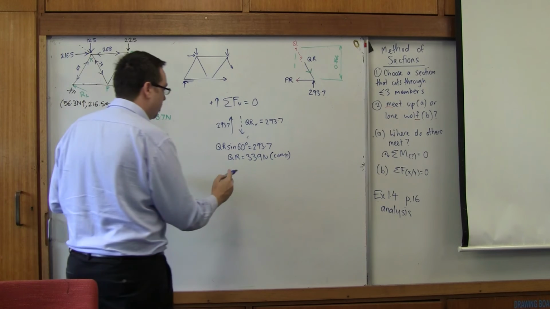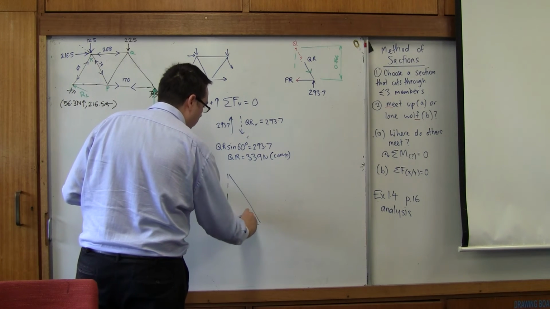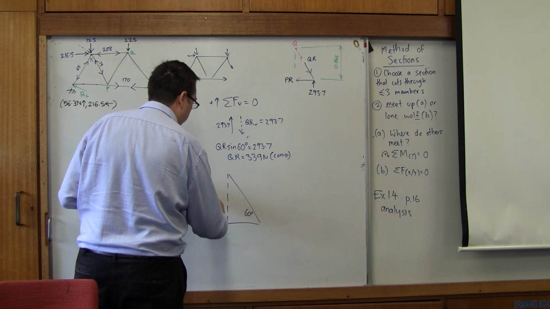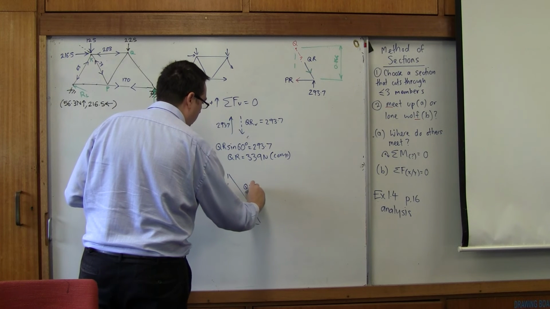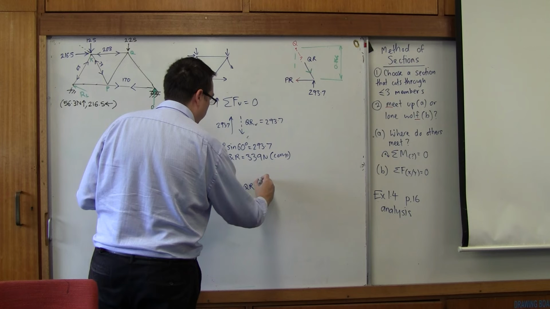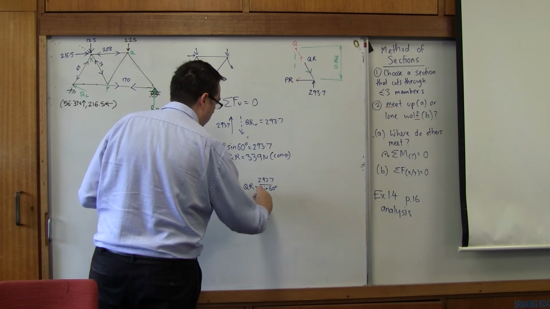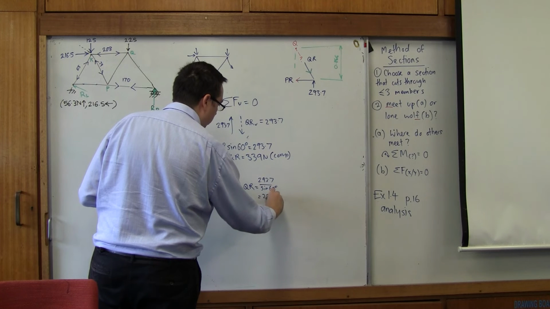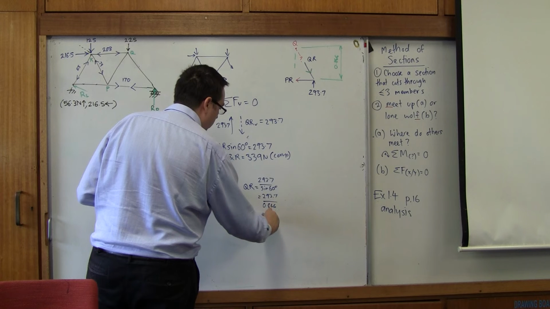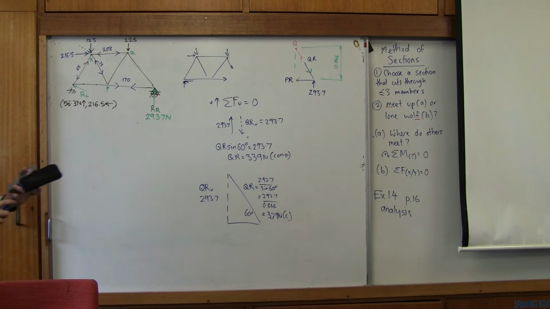I'm going to instead just draw it up as a little bit of a diagram, and I'm just going to say, well, this is 60 degrees. QRV equals 293.7, therefore QR equals 293.7 divided by sine 60, which equals 293.7 divided by 0.866, which equals 339 newtons compression. Now I had a look at that before the screen switched off, so I'm pretty confident that's right.